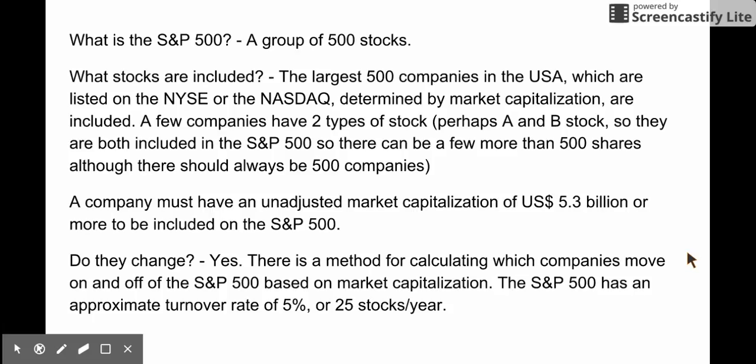And then the question would be, do those 500 stocks change? Yes, they do. There's a method for calculating how you put the companies on and off the list, basically just which companies are growing or shrinking. And there's an approximate turnover rate of 5% a year, or 25 stocks a year.